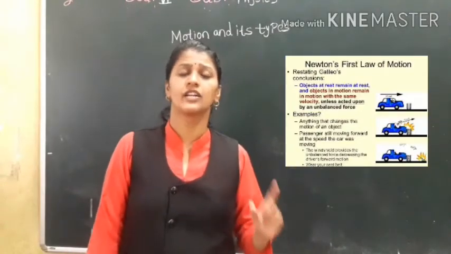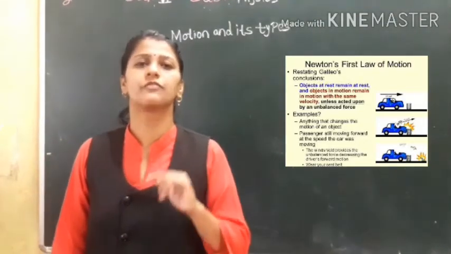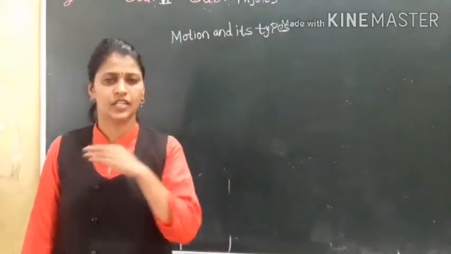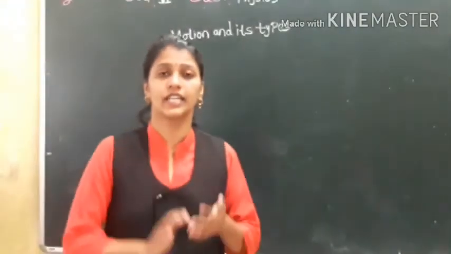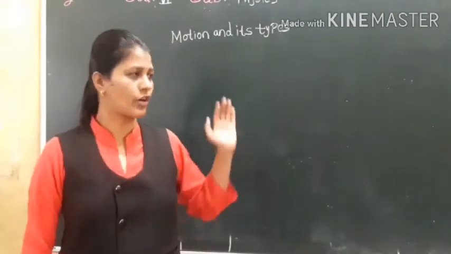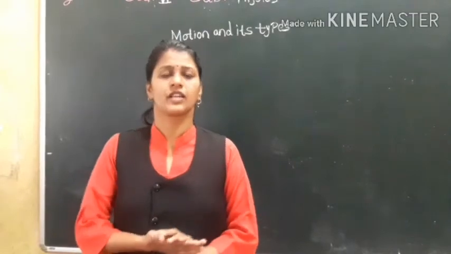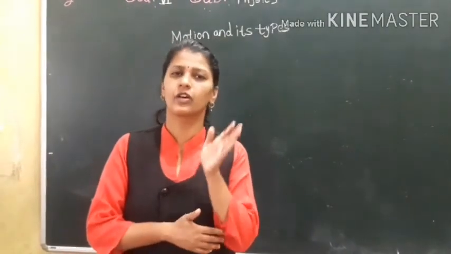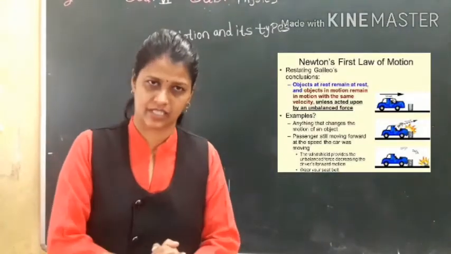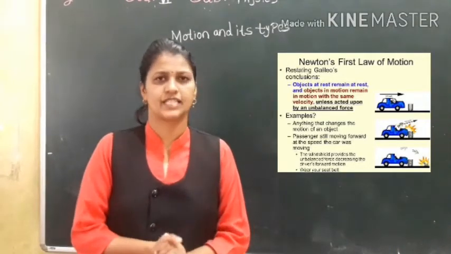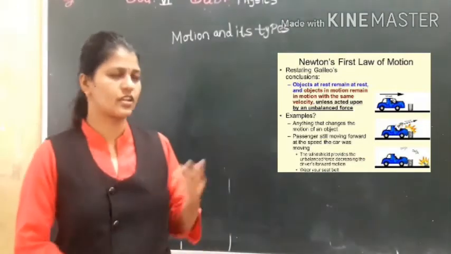And similarly, a body in uniform motion will remain continuously moving until any external force is applied on it. Now see, the air is continuously moving, so we cannot jam that air. We cannot say stop. Am I right? For example, see a waterfall. The water is continuously flowing, and if we apply any external force on that particular waterfall, it will stop. Are you getting it? So a body at rest will remain at rest until any external force is applied, or a body in uniform motion will remain continuously in uniform motion until any external force is applied on it.